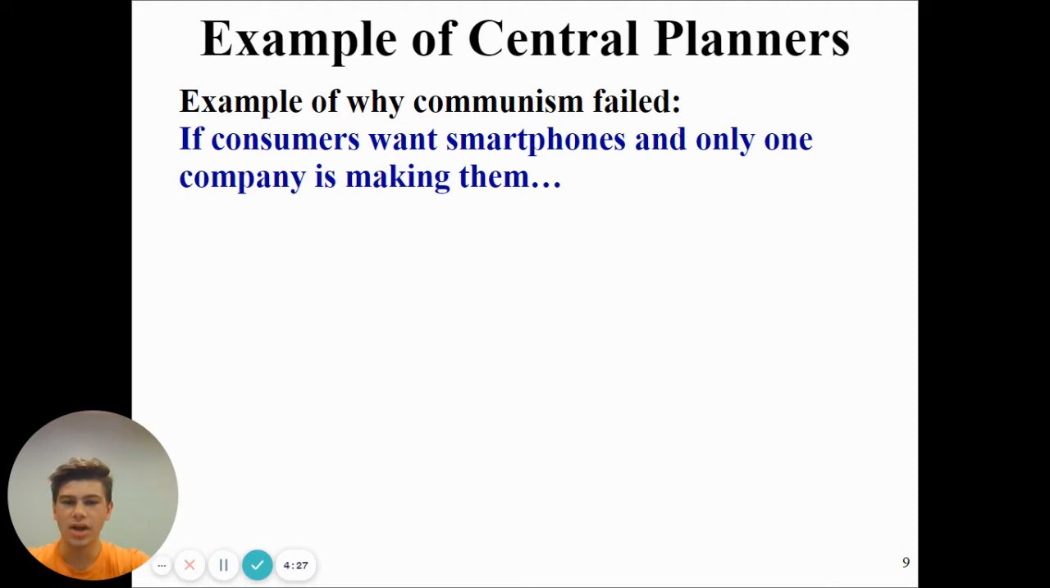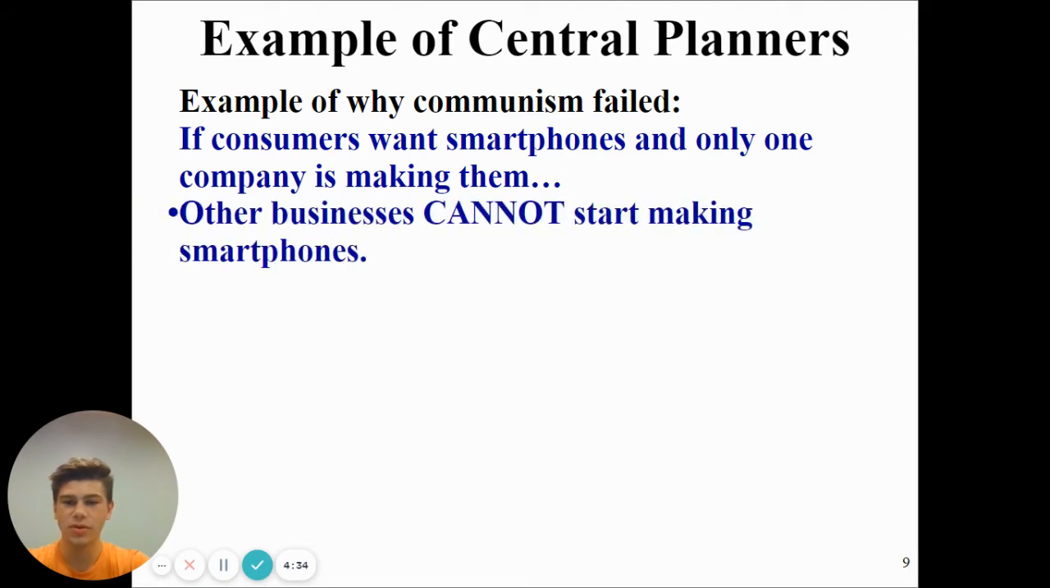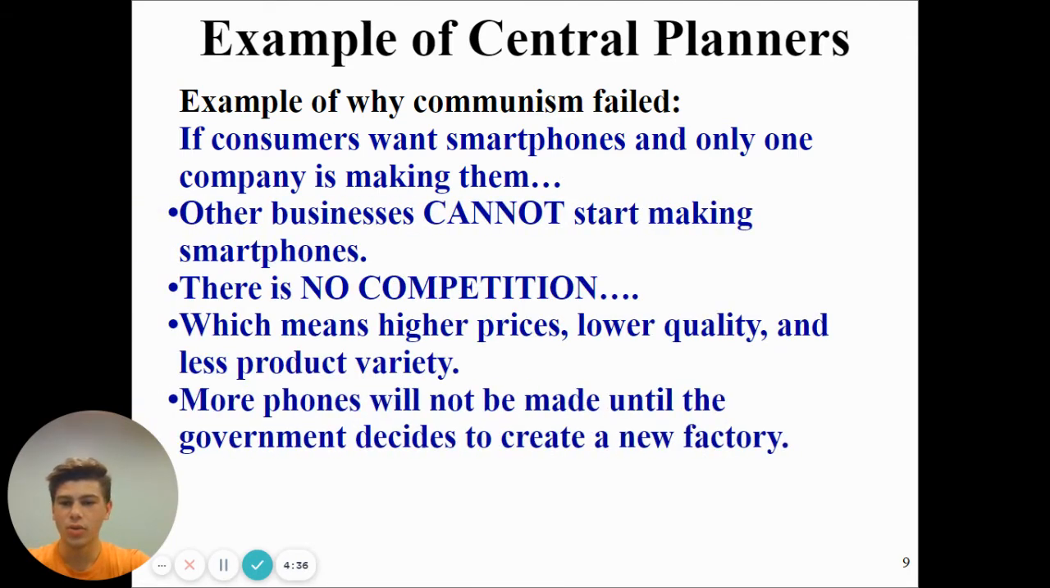So an example of why centrally planned economies or communism really fails is that, sticking with this smartphone example here, if consumers want smartphones and only one company is making them, then other businesses can't start making smartphones because only the government is making the smartphones. So therefore, there's no competition, meaning the prices are just going to be high. There's nothing driving those prices down. There's nothing driving that quality up.